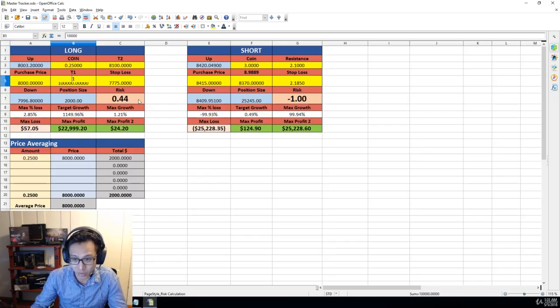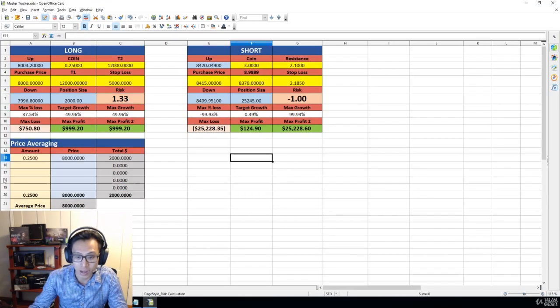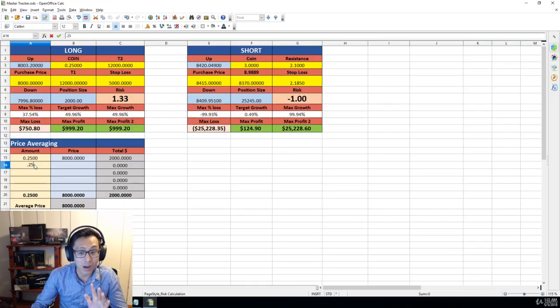Our target is roughly $12,000. That's where we're targeting for it to hit. And our stop loss is right there at $5,000, right? So now we have a risk to reward of 1.33, as you guys can see here already, right? But it goes down to $7,000 now. So you decide to buy another quarter of a Bitcoin, right?